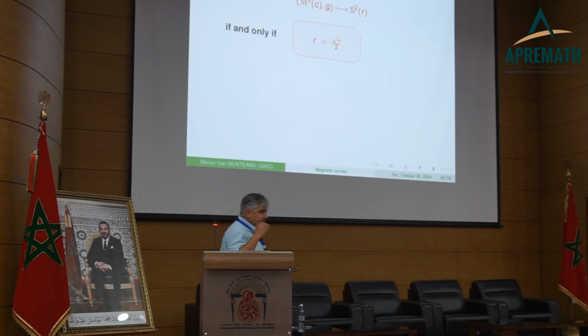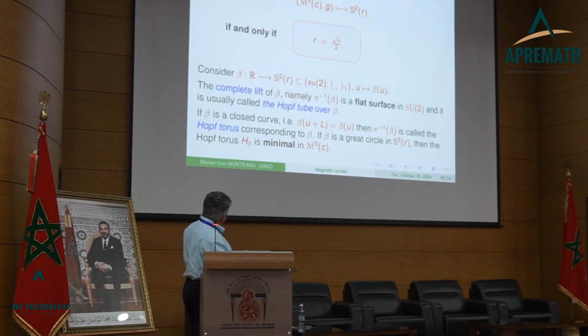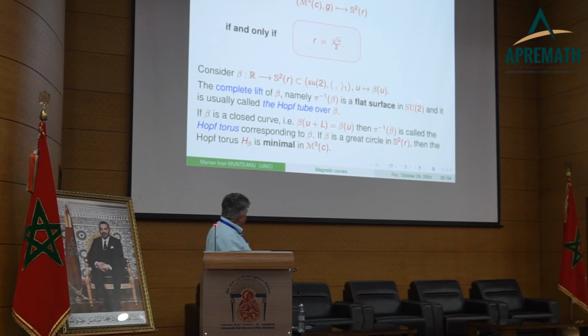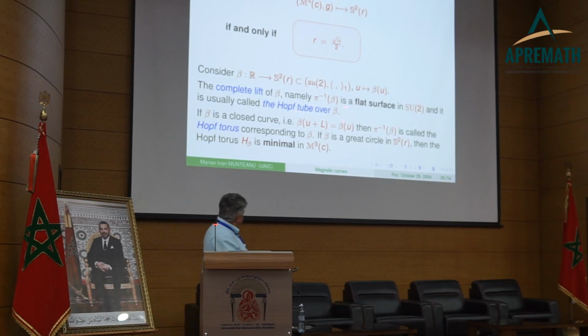This alpha is from the geometric transformation from the unit sphere to M3, and this C is 4 over alpha minus 3. Okay, so if we consider a curve beta on the base here, on S2(R), and the complete lift of beta, the pre-image of the curve is a flat surface in SU2, and it is usually called the Hopf tube over beta.